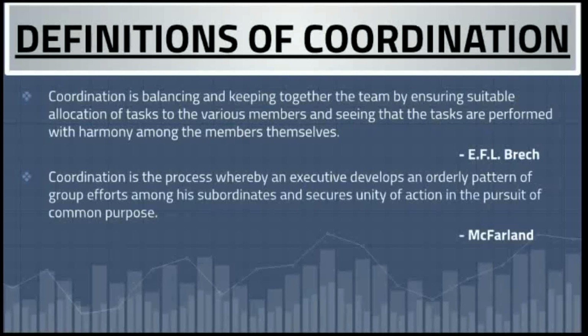Here we have the subordinate and superior relationship. Coordination is a process whereby an executive develops an orderly pattern. In order, they plan, synchronize and integrate all the group efforts among his subordinates. Subordinates are the workers who work under executives or superiors, and the executive secures unity of action. All their activities are unified in the effort to achieve the common objective of the organization, according to McFarland.